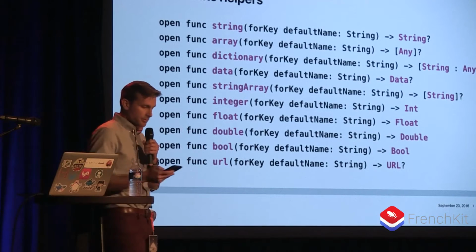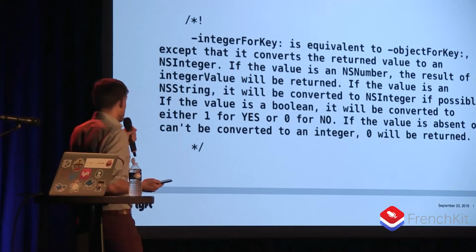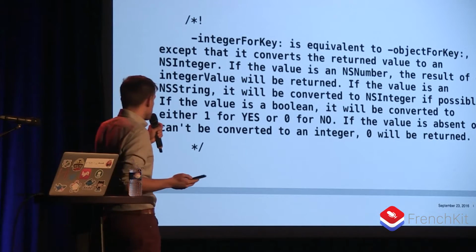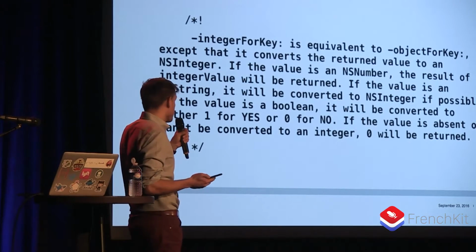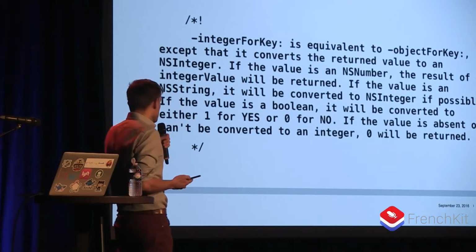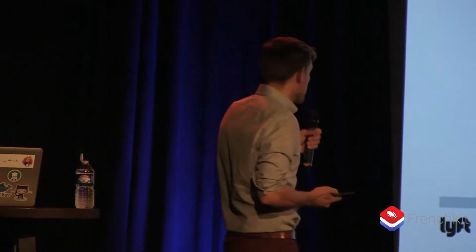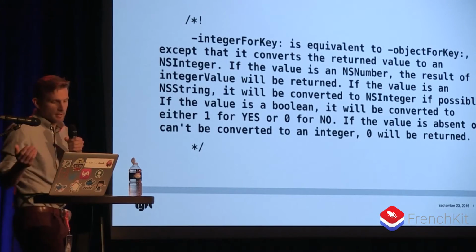But from Apple's own documentation, let's say you're using integer for key. It says integer for key is equivalent to object for key, which we used, except that it converts the return value to an NSInteger. If the value is an NSNumber, then the result of integerValue would be returned. If the value is an NSString, then it will be converted to NSInteger if possible. If the value is a Boolean, it will be converted to either 1 for yes or 0 for no. If the value is absent or can't be converted to an integer, 0 will be returned. So that many things happen when you call integer for key or something else.